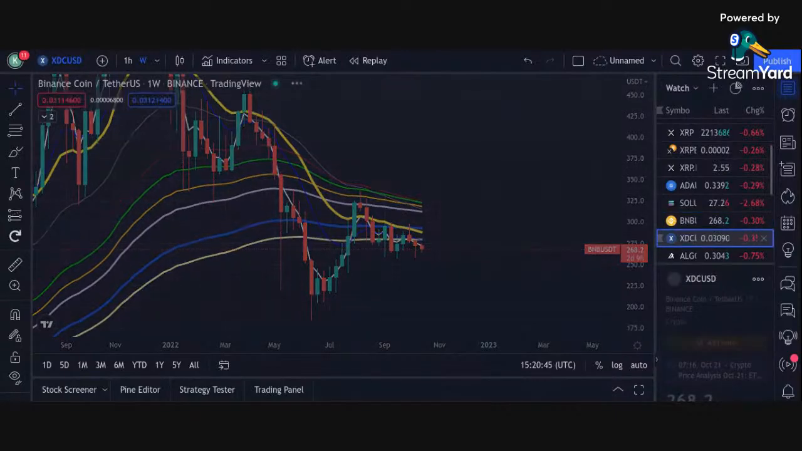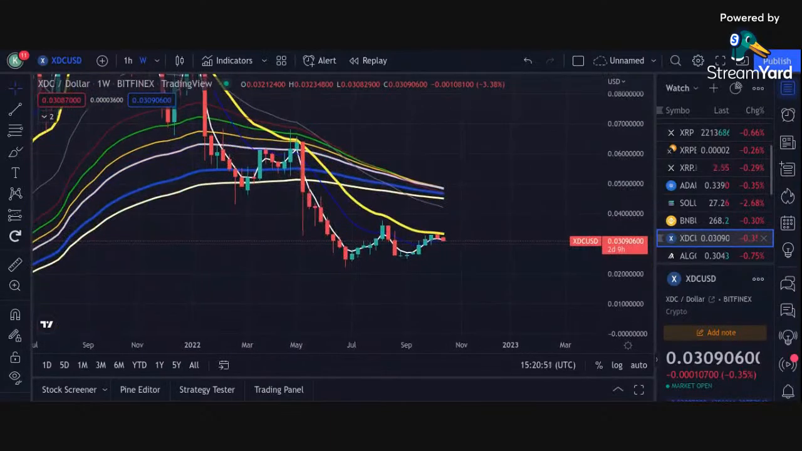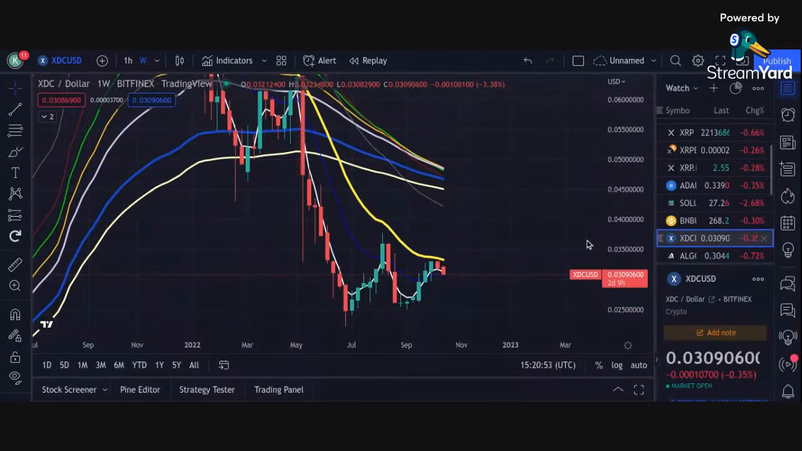XDC, very similar pattern. Only difference is this one has a little bit closer to a recovery. So it's using this 11 as support right now, very close to breaking out of the 19. So I am watching this. If it recovers to appreciate, hoping that I get a 3 and 11 cross to then try to take on some of these. Otherwise, I'll be rolling profits back into XRP.